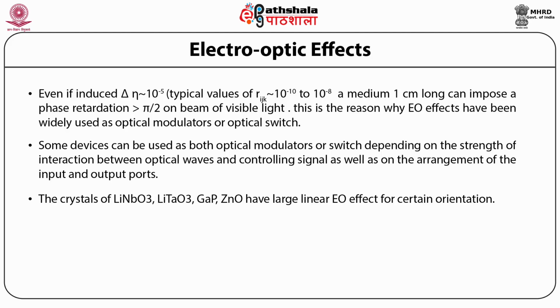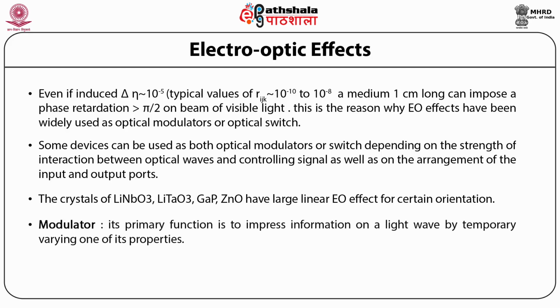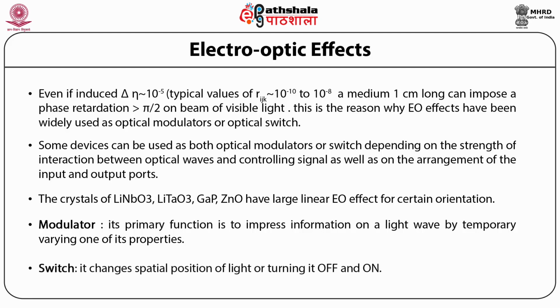So the crystals of lithium niobate, lithium tantalate, gallium phosphide, and zinc oxide have a large linear EO effect for certain orientations. So we can write it down that a modulator's primary function is to impress information on a light wave by temporarily varying one of its properties, and a switch changes the spatial position of light or turns it off and on. Basic characteristics of switches and modulators.